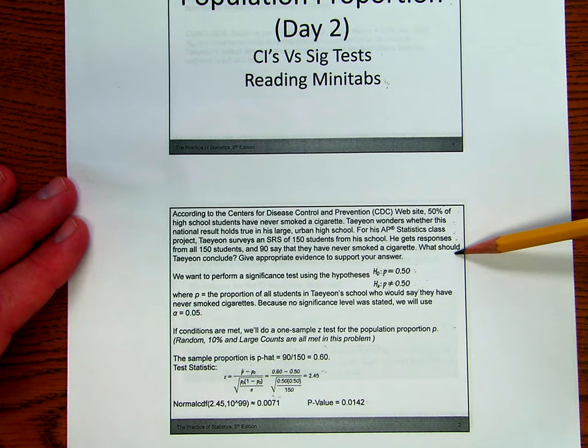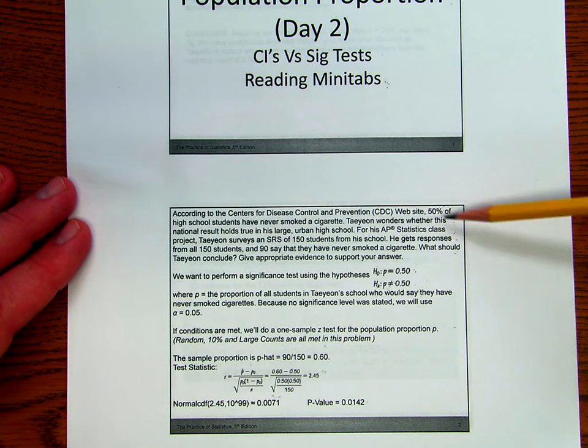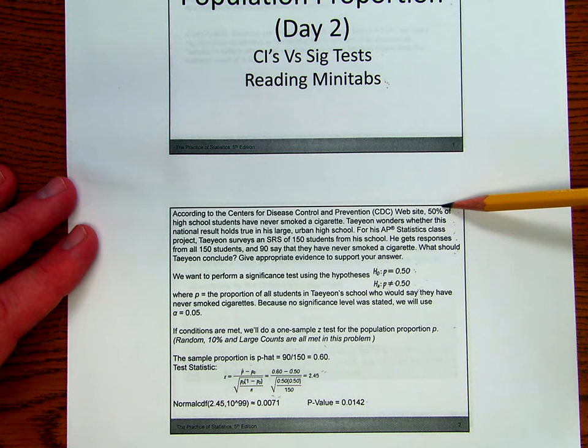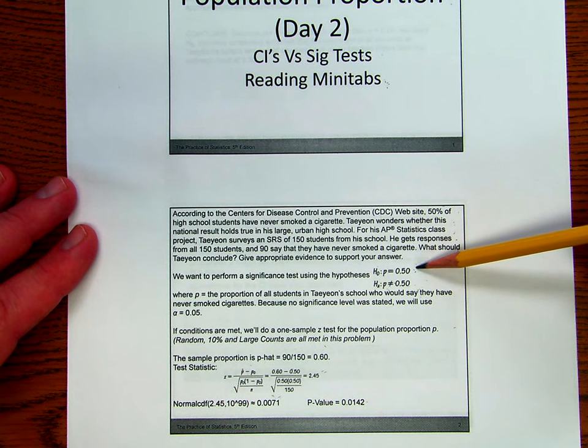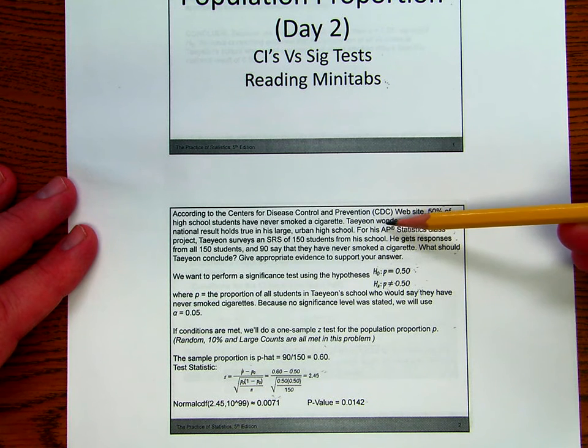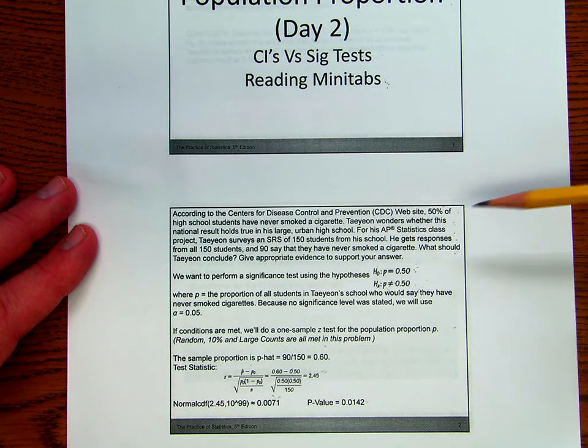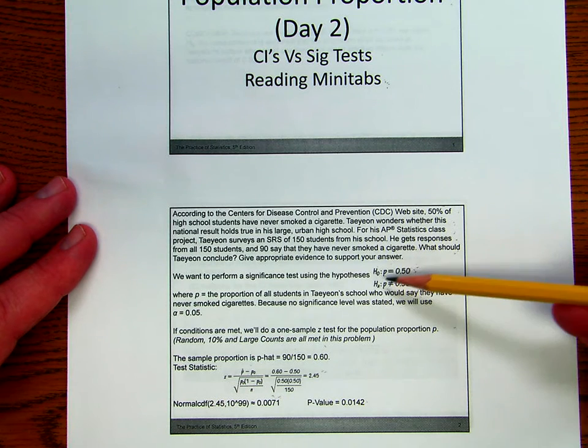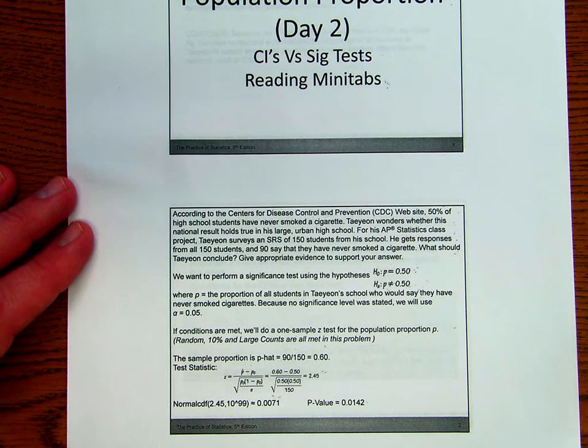So our baseline comparison here is, according to the national website, 50% of high school students have never smoked a cigarette. So that's going to be our Ho. It doesn't specify whether Tayon wants to show greater than or less than. He just wants to ask, is it true for his urban high school? So the Ha is going to be not equal to, as opposed to a greater than or less than.